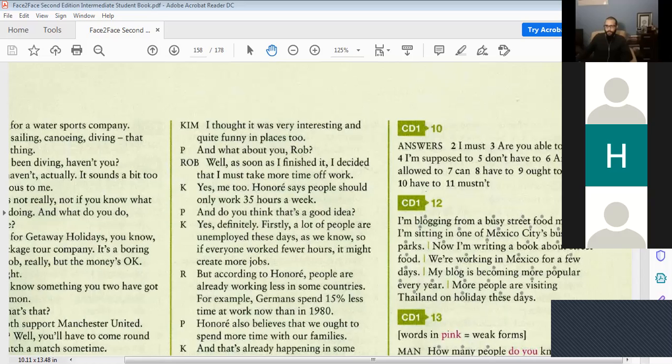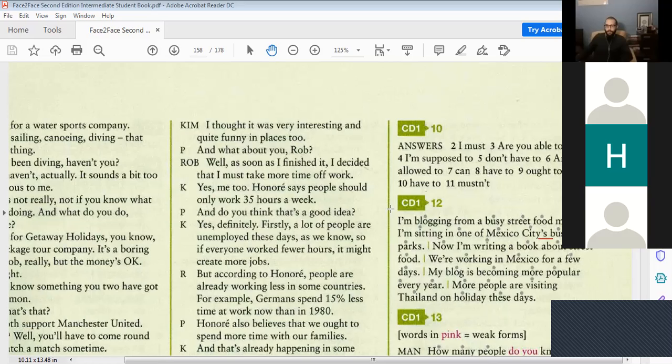I'm sitting in one of Mexico City's busy parks. Sana. I am sitting in one of Mexico City busy parks. Okay. What about this part? Yes. Okay. I am sitting in one of Mexico City's busy parks. Okay, good. Better.